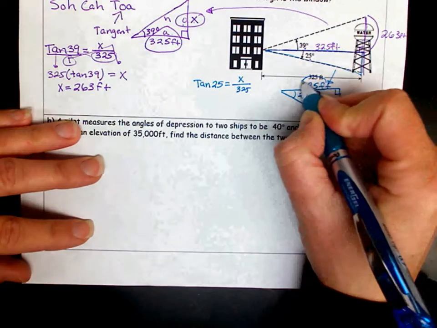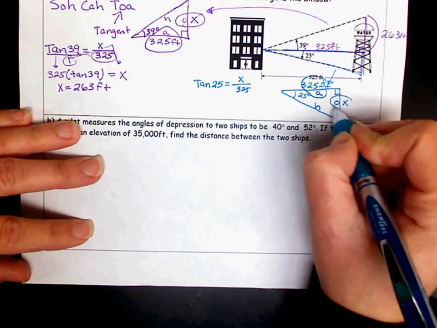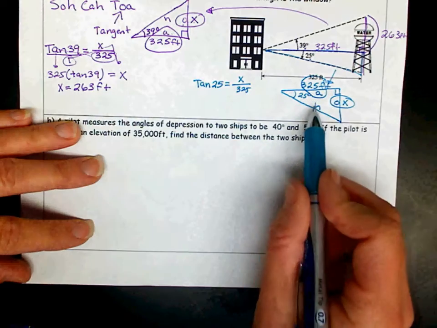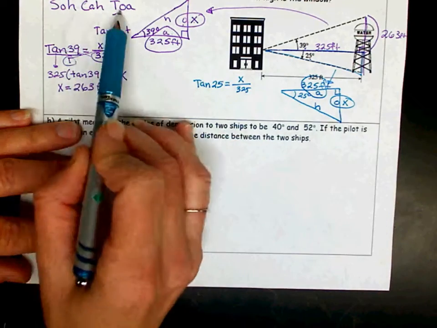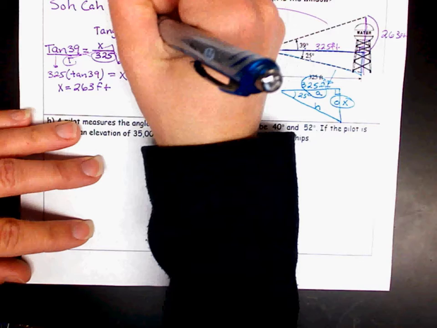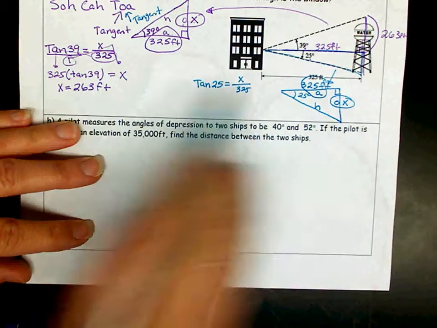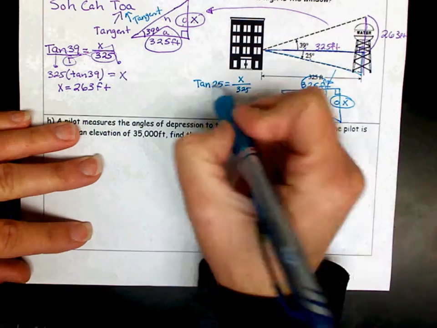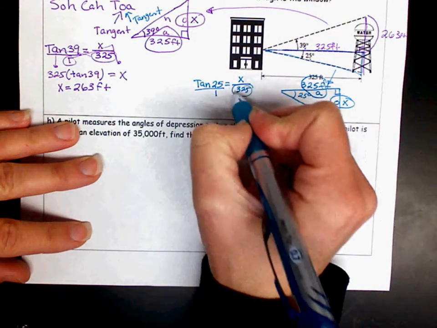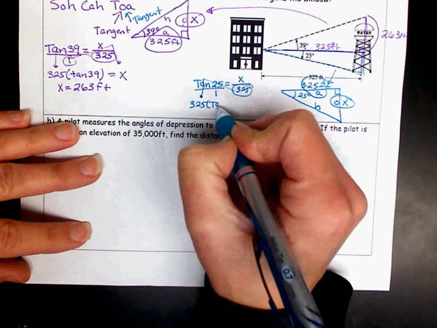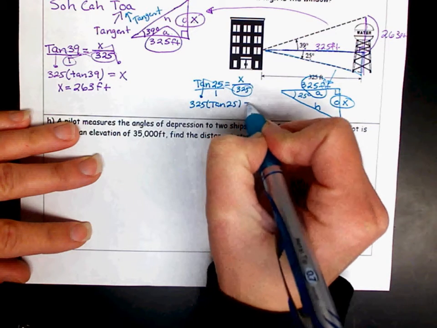I'm going to use these two sides, the one I'm looking for and the one that I have, A and O. So I go over here, A and O is tangent. I'm going to use both of them, will use tangent. I'm going to put this over 1, I'm going to cross multiply and get 325 times the tangent of 25 equals 1 times x, which is x.